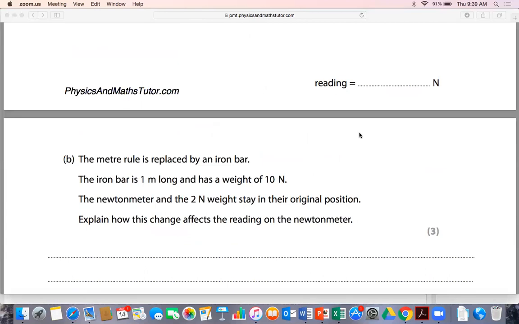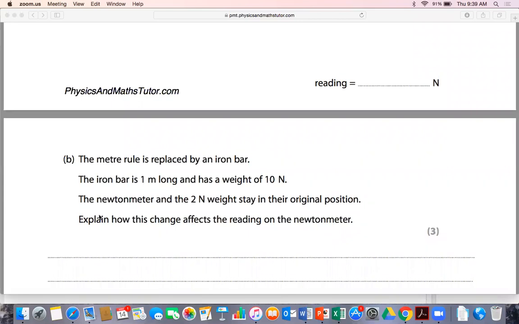It gets heavier because it's an iron bar. Correct. So what will happen to the reading on the Newton meter? It'll get higher. Correct, increase. So when you answer questions, you must be very careful how you answer. It says, explain how this change affects the reading on the Newton meter. So we have to talk about the reading on the Newton meter. So you say, the reading on the Newton meter is higher or increases, and then explain why.